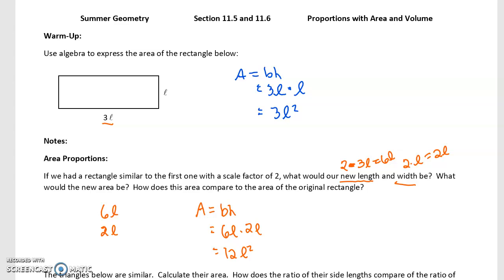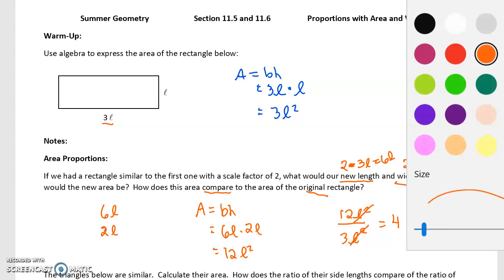So how does this compare to the original? The original was 3L squared, the new one is 12L squared. If we think of 12L squared over 3L squared, the L squareds will simplify, and 12 divided by 3 is 4. So the new area is 4 times bigger.